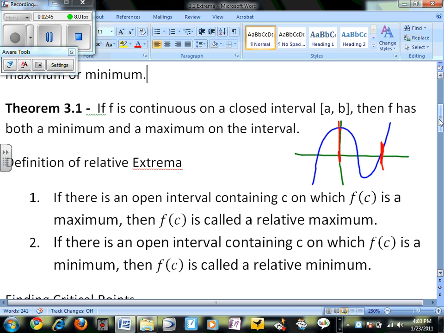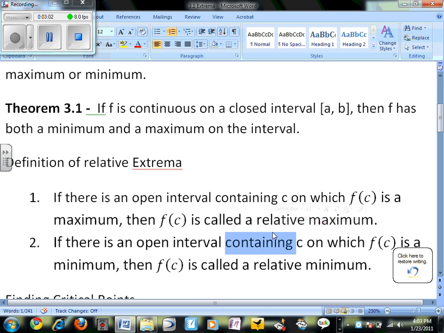As long as this function is continuous, and doesn't have any jumps or anything like that, it's not discontinuous at any point. So we know that it looks like it's the highest here and the lowest here. In order to find those, like I said, we take the derivative, find out when the slope of the tangent line is 0, and set it equal to 0.